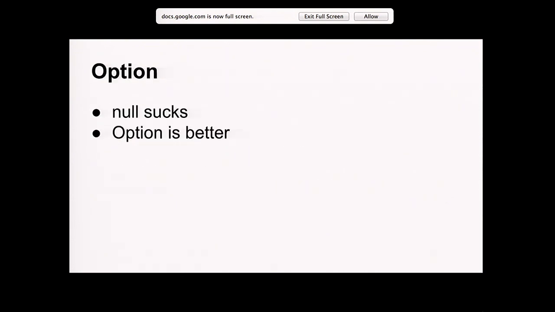So, null sucks. Option is better, although still not perfect. There's a lot of problems with null. The biggest one is that you can get a null pointer exception. It sounds kind of weird to point it out, but if you never use null, then you never get a null pointer exception. But you still need to use something. So in Scala, the convention is to use Option. Option is a collection, kind of like a list, but it can only ever contain at most one element. So it's either empty or it's full.